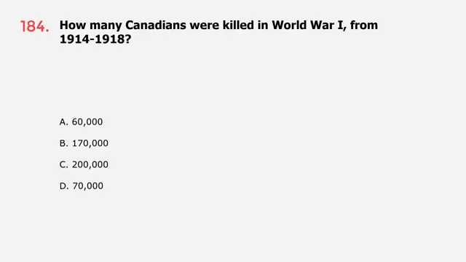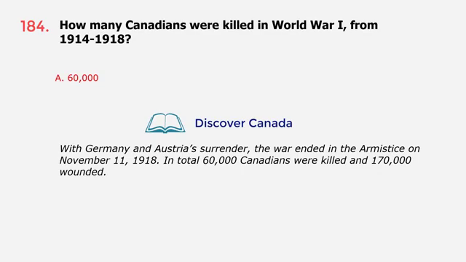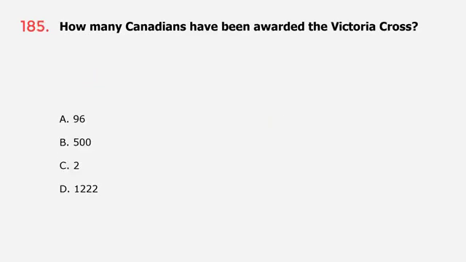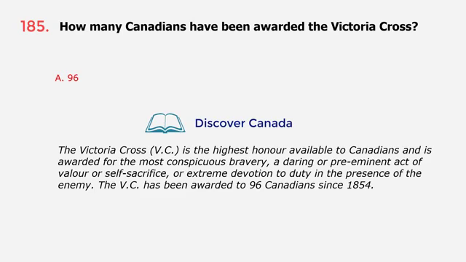Question 184. How many Canadians were killed in World War I from 1914 to 1918? A. 60,000. B. 170,000. C. 200,000. D. 70,000. The answer is A. 60,000. Question 185. How many Canadians have been awarded the Victoria Cross? A. 96, B. 500, C. 2, D. 1,222. The answer is A. 96.